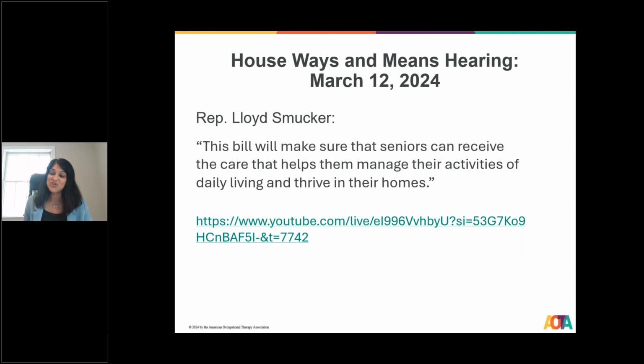And just a quote that has been published from one of our champions, Lloyd Smucker, that this bill would make sure that seniors can receive the care that helps them manage their activities of daily living and thrive in their homes. So I would like to reiterate before moving on, last slide, to be very clear that basically OT currently is not a qualifying service.